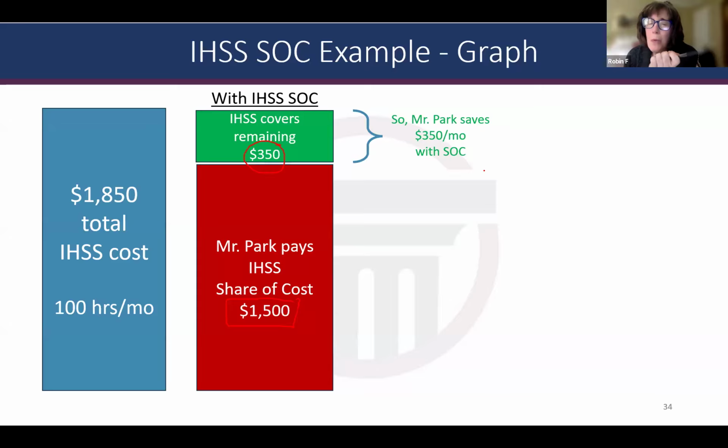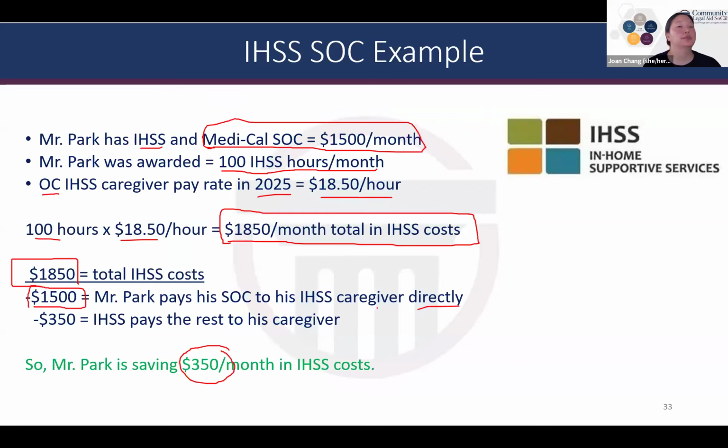Okay, so when you say Mr. Park pays IHSS share of costs, the $1,500, I thought you said something about Mr. Park... Here, I'll go back. This one? Oh, sorry, you cut out, Robin. Can you say that again? Yes, the $1,500, that's the share of cost. It says here that Mr. Park pays his caregiver directly.